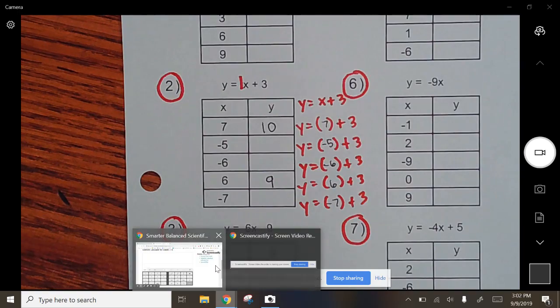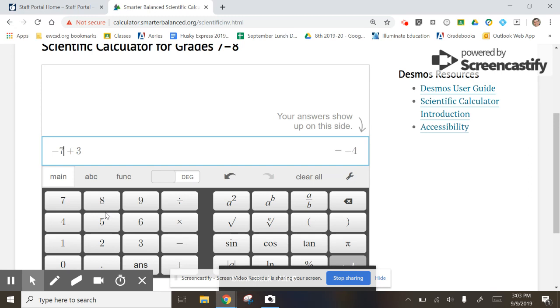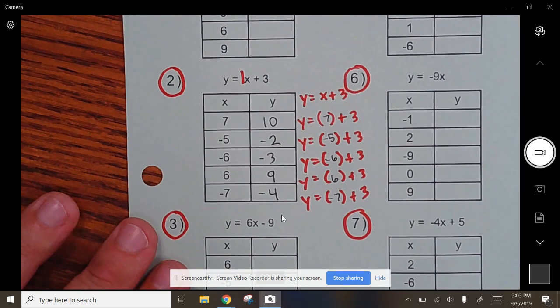So if I type in -6 plus 3, I get -3. All right. -5 plus 3, I'm going to get -2, and -7 plus 3 is -4. So as I go back to the camera here, I already plugged these in. -5 plus 3 was -2 on the calculator. -6 plus 3 on the calculator was -3. -7 plus 3 was -4. Okay? Don't be scared to use your calculator properly.